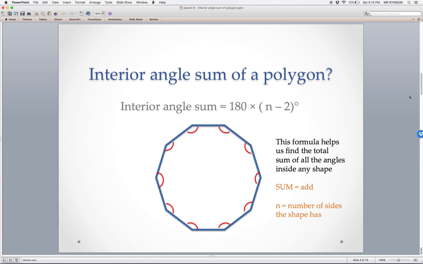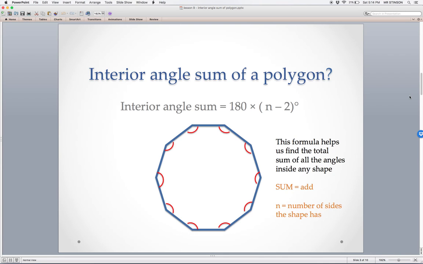So this formula is actually helping us to find the total sum of all the angles inside any shape. And I've labelled the angles in this decagon with red. And you can see a decagon, a 10-sided shape, will have 10 angles.